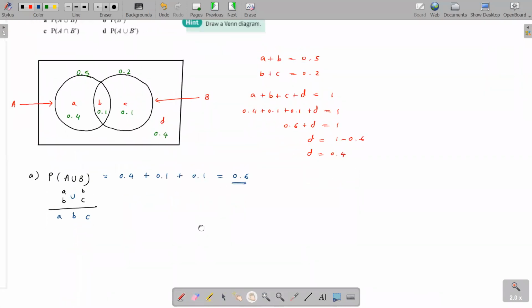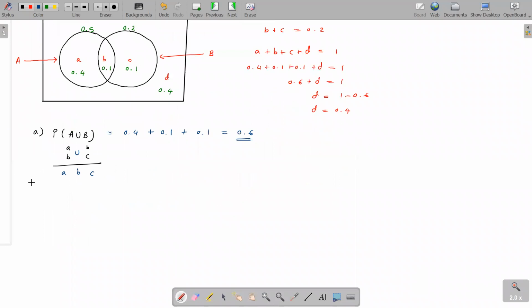All right. So moving on to part B, probability of B dash. So guys, how do you get the probability of B dash?